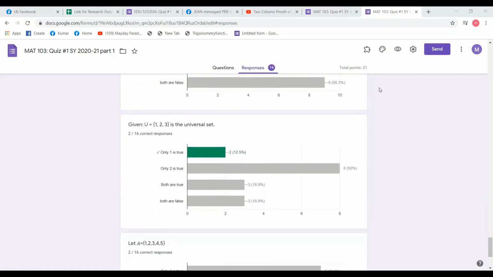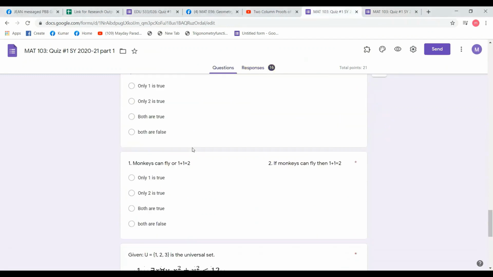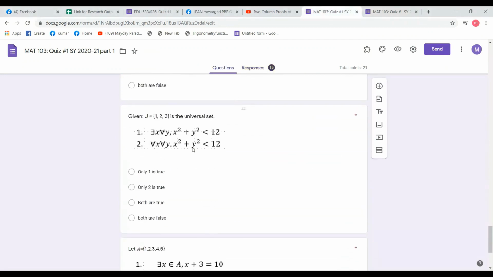Okay, let's have the next item. The next item covers quantifiers, logical quantifiers. For number one, the statement says here: there exists x for all y such that x squared plus y squared is less than 12. We say that this is a true statement.